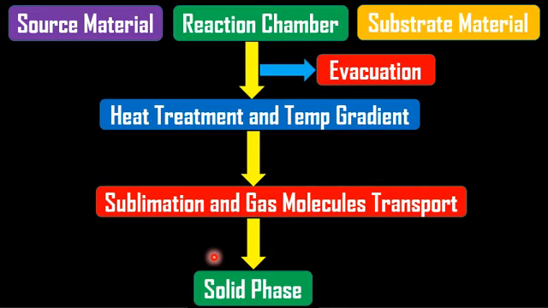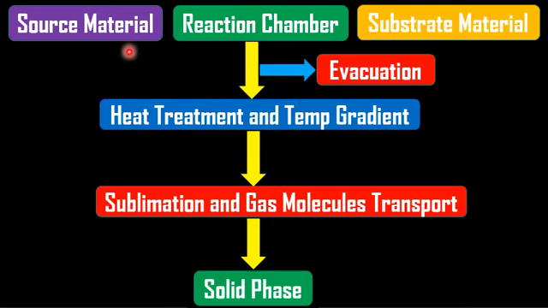So basically this is an overview of the closed space sublimation deposition of thin film. Initially you have a reaction chamber. In the reaction chamber of the closed space sublimation apparatus, you have a substrate as well as source material. The reaction chamber is evacuated to around 10 to the minus 4 to 10 to the minus 6 torr. After the evacuation, the source material as well as the substrate material are heated, and a temperature gradient is created between the source and the substrate material.